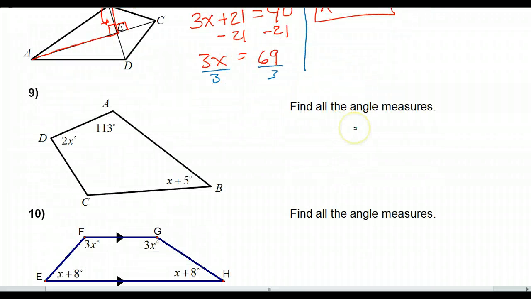Number 9. Please understand that none of these angles are supplementary. There will be no supplementary happening. What I know is that angle C here is going to be 113 because of the symmetry. I probably should have said that this is a kite.